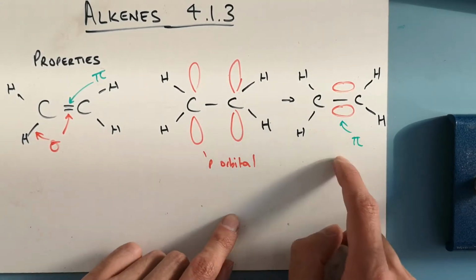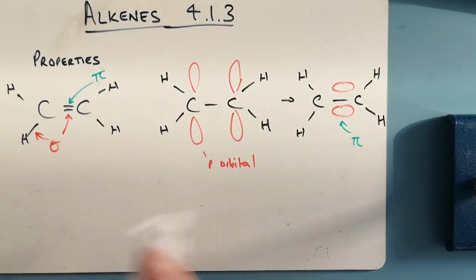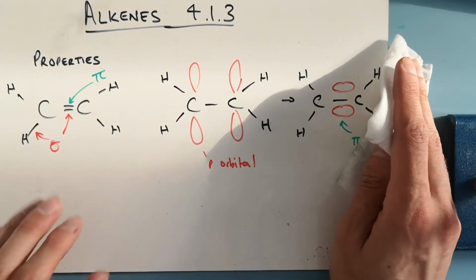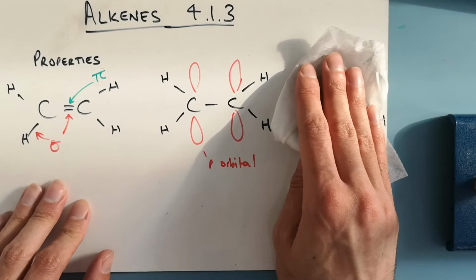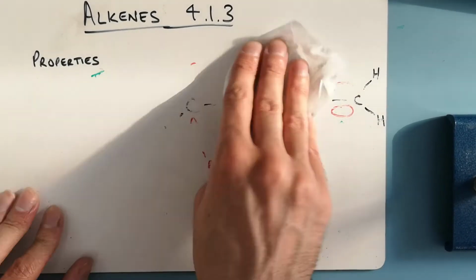The pi bond is a lot weaker than the sigma bond, so it breaks very easily, which makes alkenes a bit more reactive than alkanes. It's also more electron dense, so it can induce dipoles. Right. Trigonal planar shape. Always interested in doing this.